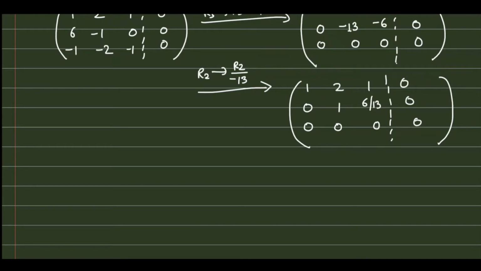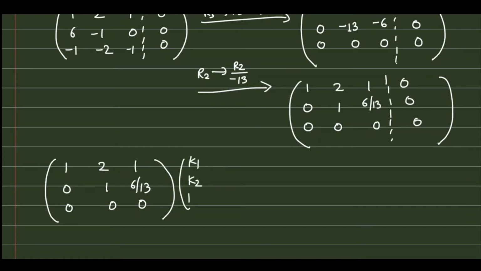So it means that instead of the matrix A, now we can use this new matrix. So we have [1, 2, 1; 0, 1, 6/13; 0, 0, 0] times the unknowns K1, K2, K3 equal to the 0 matrix, so 0, 0, 0. Now this is the matrix form.